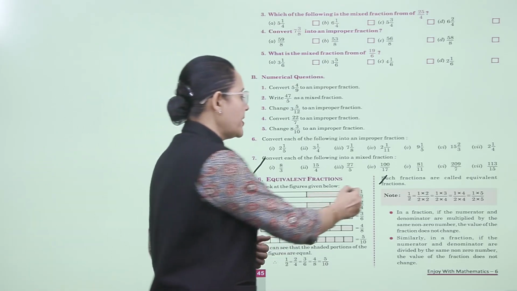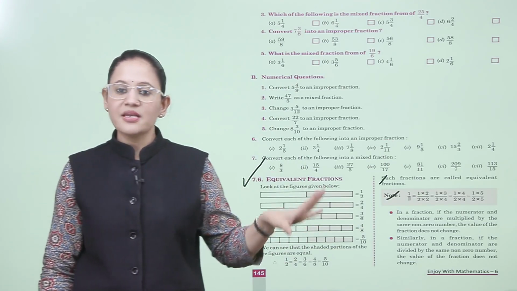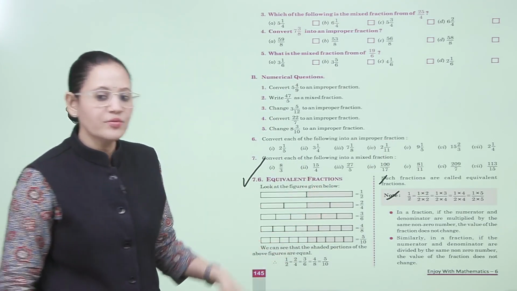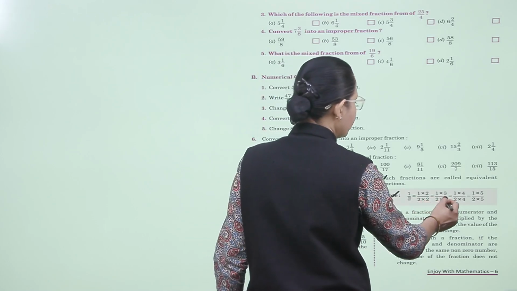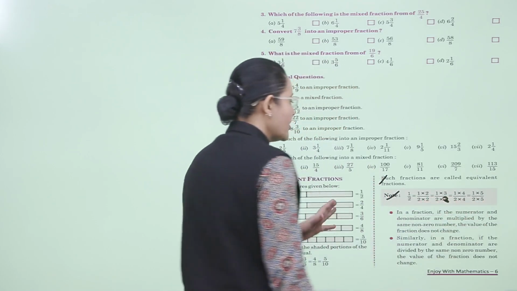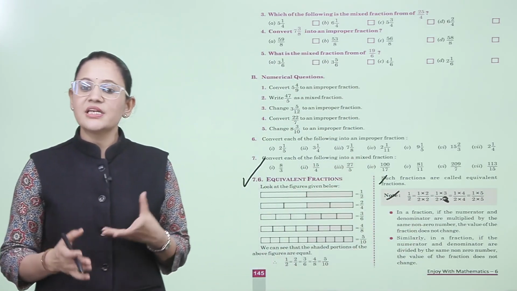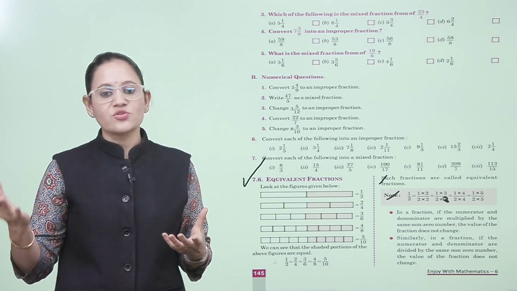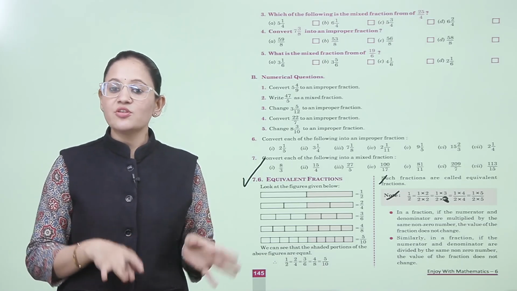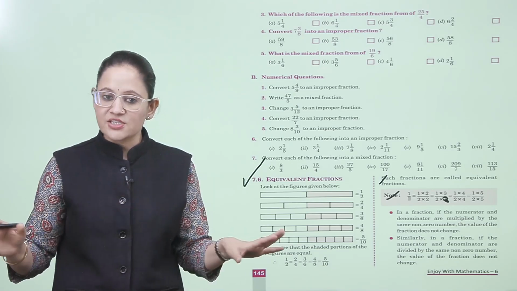Note, in 1/2, what are we doing? We are multiplying the numerator and denominator by the same number. So 2/2, then 3/3, 4/4, 5/5. All of these fractions will be equivalent fractions. In a fraction, if the numerator and denominator are multiplied by the same non-zero number, the value of the fraction does not change. Similarly, if the numerator and denominator are divided by the same non-zero number, the value of the fraction does not change.